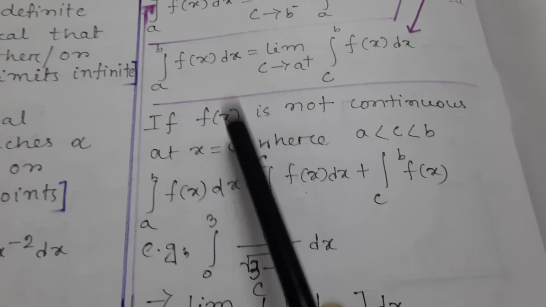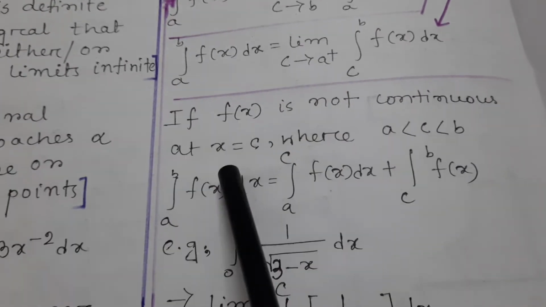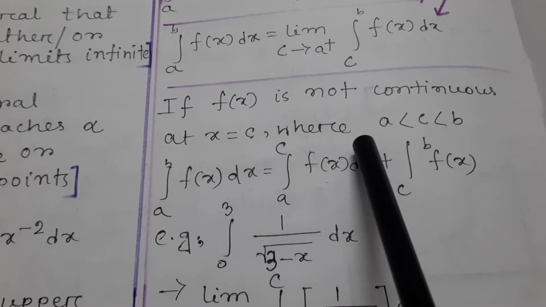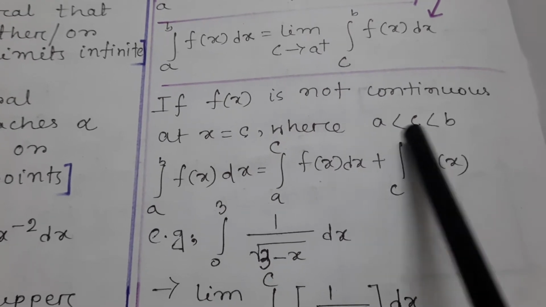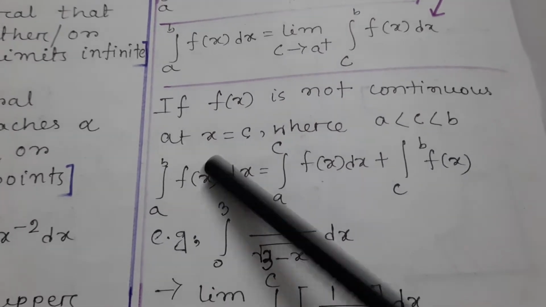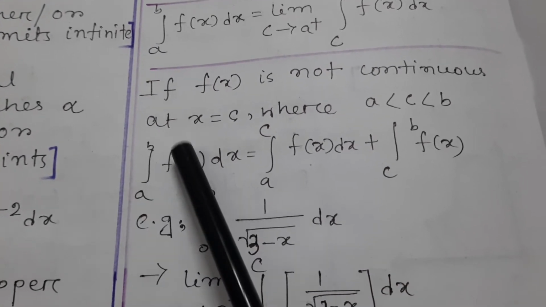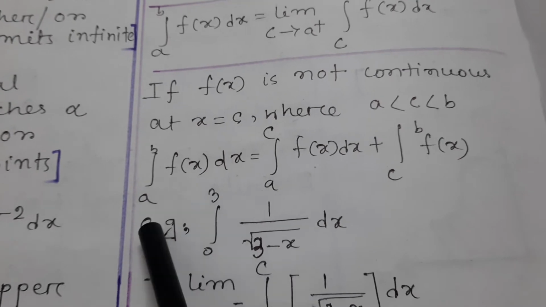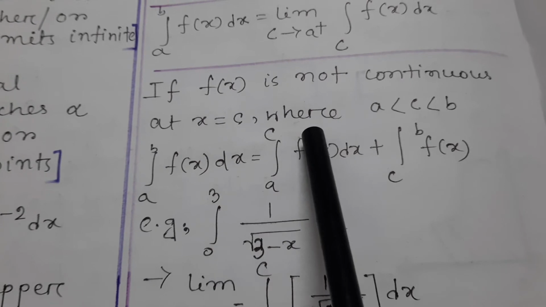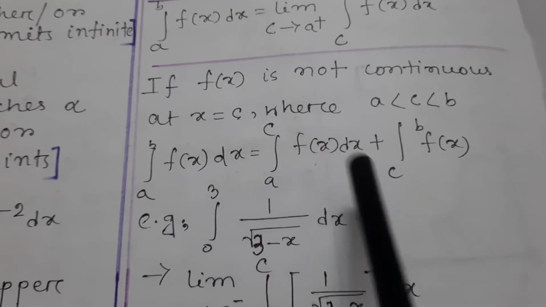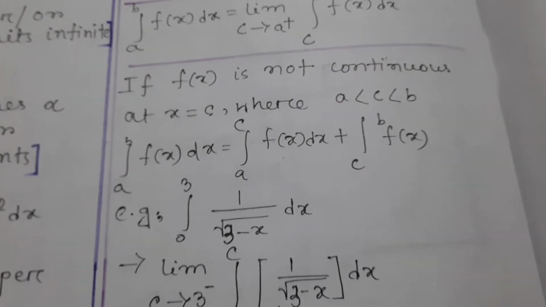And the third case: if f of x is not continuous at x equal to c, where the point c lies between a and b, so any point in between a and b, then in this case the integration from a to b of f(x) dx is equal to the integration from a to c of f(x) dx plus the integration from c to b of f(x) dx.